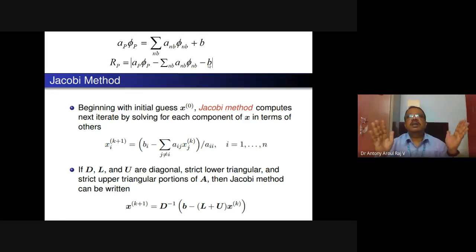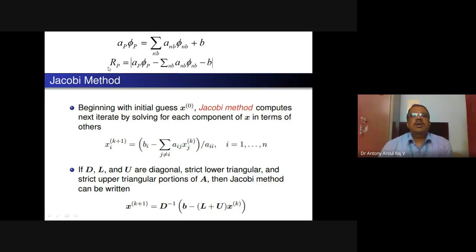You have the partial differential equation. I bring all the terms to the left hand side, and the right hand side will be 0. Similarly, you convert the partial differential equation into an algebraic equation, and bring all the terms to one side so that it should be equal to 0. But when I give an approximate solution, it will not be equal to 0. It will be equal to some value, and that is called the residue value.